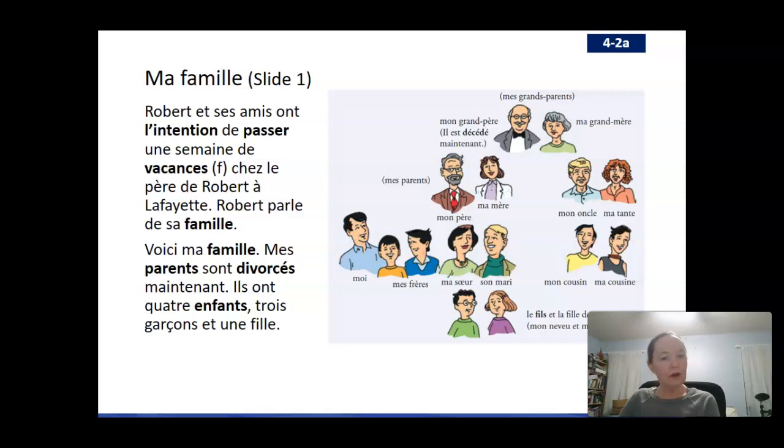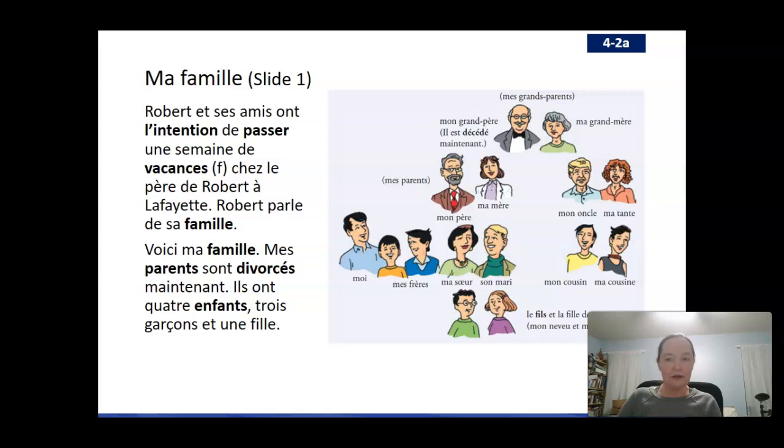We're moving on from talking about a culture topic, which was La Louisiane in the first presentation, and now we're going to be talking about some vocabulary, and specifically ma famille. You may want to pronounce that. Ma famille, so my family.